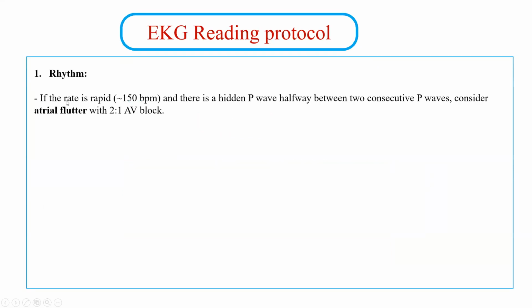Number 4, if the heart rate is really rapid, like around 150, with a range of 130 to 170, and there is a hidden P wave halfway between 2 consecutive P waves, we have to consider atrial flutter with 2-to-1 AV block.